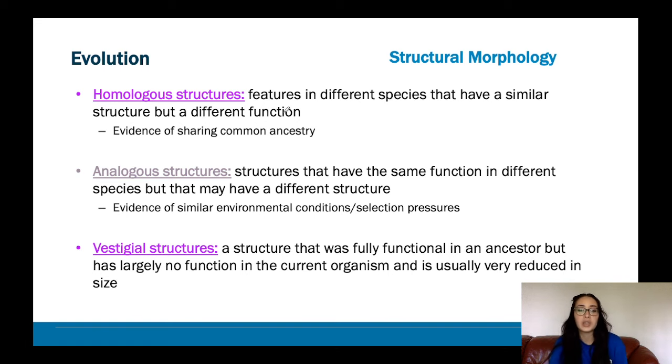Analogous is same function, but different structure, meaning they're not really closely related. So, like, a bird and a butterfly actually have different wings. They're not closely related at all, but they look like they kind of are, just because they have similar environmental circumstances. And a vestigial structure is a structure that was fully functional in an ancestor, but doesn't have any real function anymore, and so it's really small.